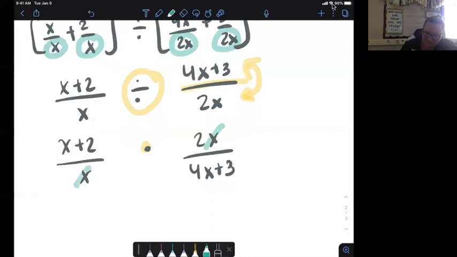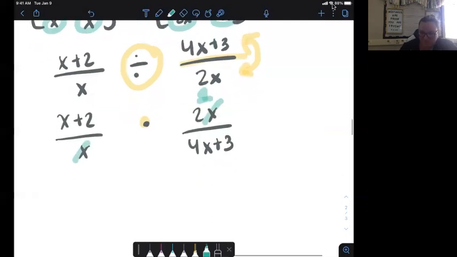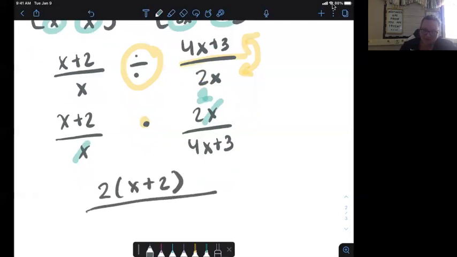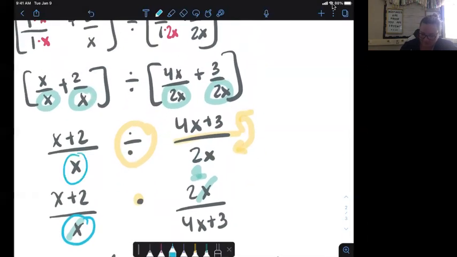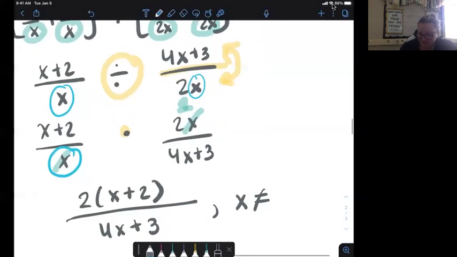Well, x divided by x is 1. So we have (x plus 2) times 2 times 1, and then 4x plus 3 is left on the denominator. So then what is x not allowed to be? Remember, we had an x in one of our denominators here, in a bunch of our denominators. So x is never allowed to be 0.